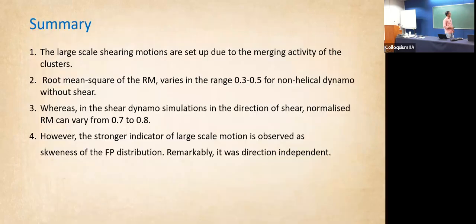So this is the final conclusion summary. We saw that large scale shearing motions generally get set up in the merging activity of the clusters. If you look at the root mean square value of Rn in the no shear case, it varies from 0.3 to 0.5. In the shear dynamo case, especially in the direction of the shear, the Rn had a really large value. We saw that the fractional polarization had a very skewed distribution because of the presence of the large scale motion, which could be used as a diagnostic tool to identify these motions in the system, which have so far remained elusive from the observational point of view.